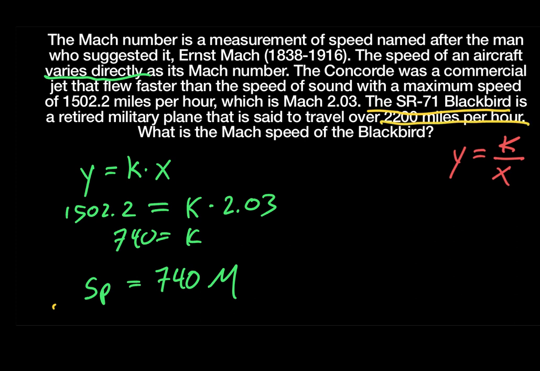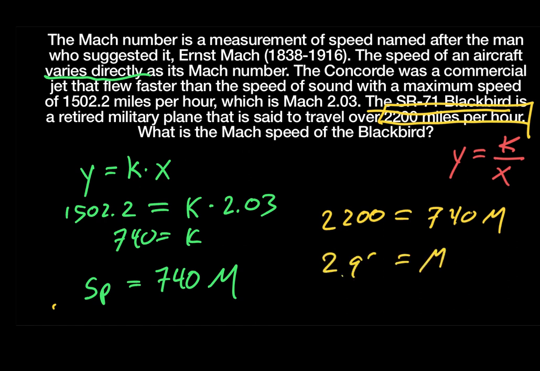What is its Mach number? All right, now I know the miles per hour. I know its speed. What is that in Mach? We can just put it into that equation. 2,200 divided by 740. So its Mach speed was 2.97. Or in essence, Mach is how many times the speed of sound. So it went just under 3 times the speed of sound.